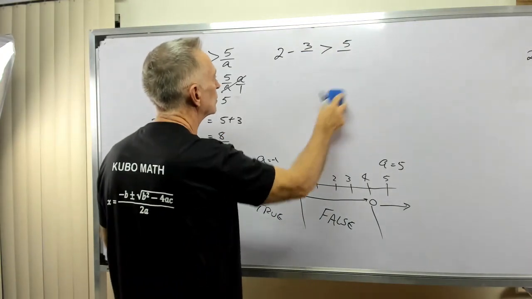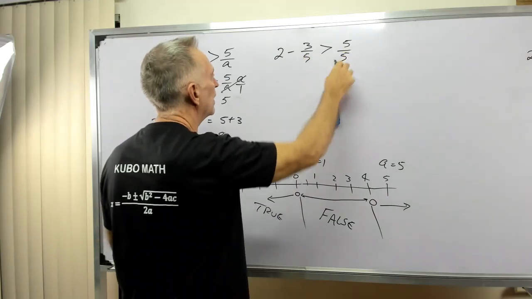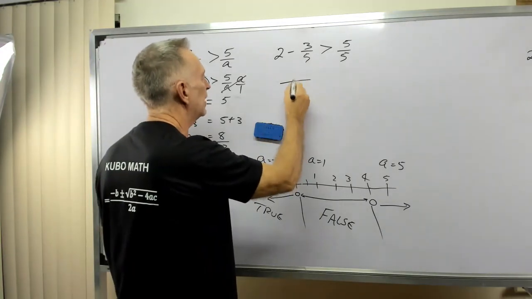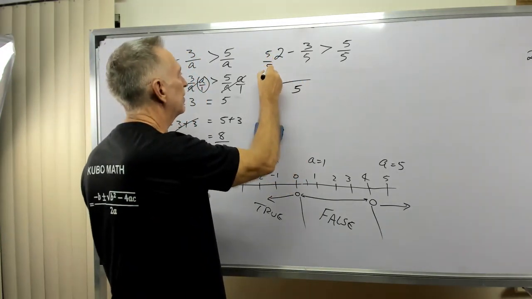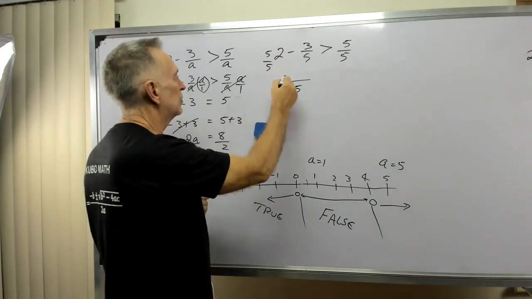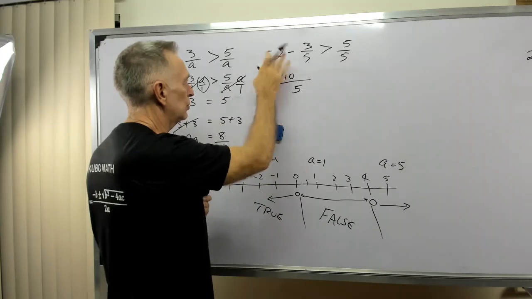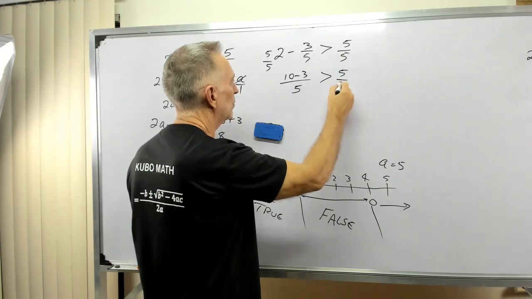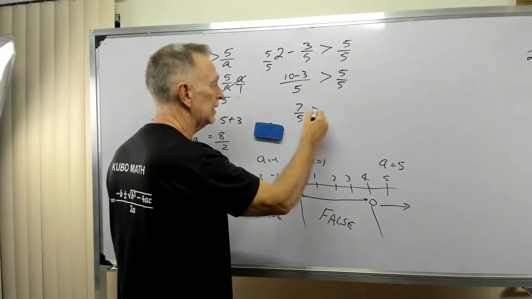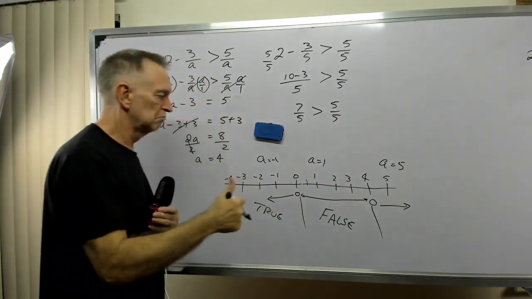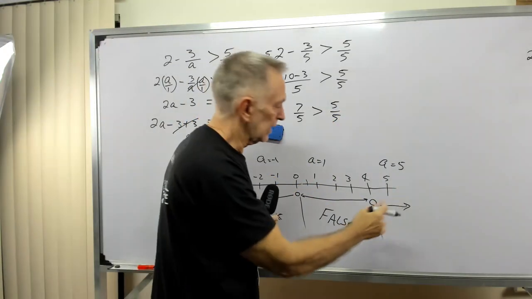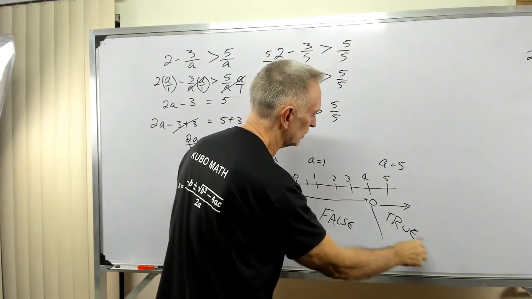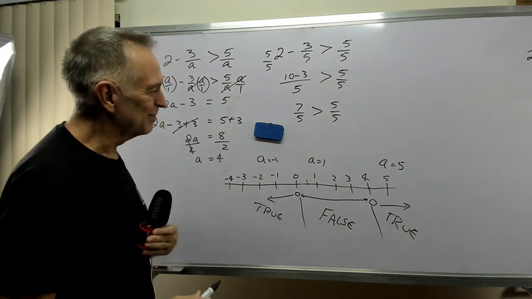All right, what about with a equals 5? Let's go back to this and put in 5 for a. Well, let's get a common denominator of 5 here, so I need to multiply this by 5 over 5. So 5 times 2 is 10, 10 over 5 is 2, what I had originally, minus 3 over 5. Is that greater than 5 over 5? So that's 7 over 5, which is in fact greater than 5 over 5. Okay, so on the right side of 4 would also be true.